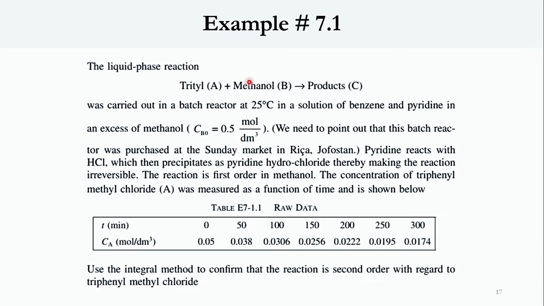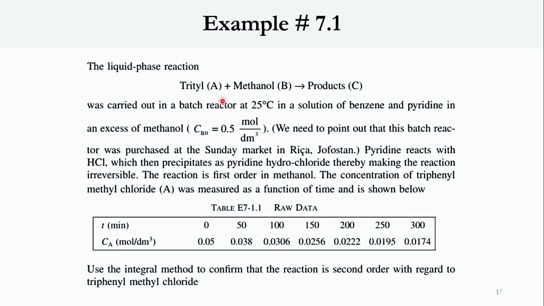So it has been said that one of the reactants, which is methanol, is in excess quantity. And if you remember our previous lectures where we had said that one reactant is in excess, we had said it is a pseudo first order system. If you remember our example number 5.1, I'm giving it in the pop-up. Pyridine reacts with HCl, which then precipitates as pyridine hydrochloride, thereby making the reaction irreversible.